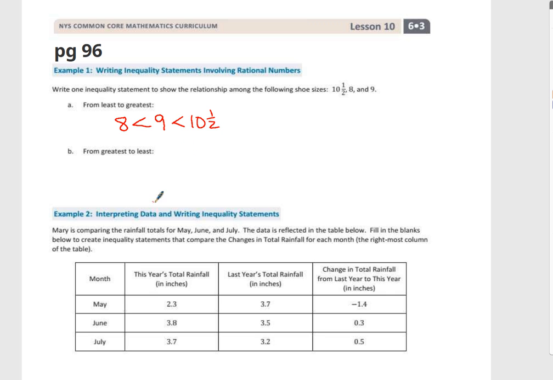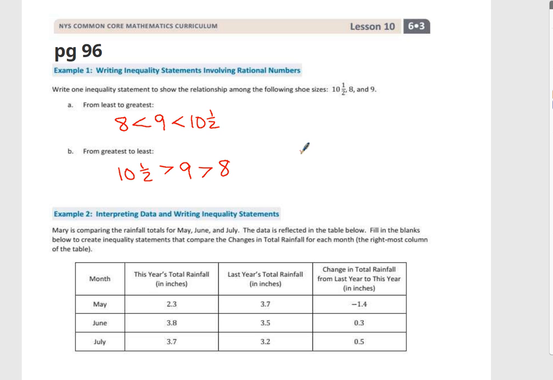And now going the other way, B says the greatest to the least. Well, 10.5, do I use that same sign? No, I have to flip it because it's greater than 9, and 9 is greater than 8. Okay, so notice that depending on where the integer is, we have to make sure we're using the appropriate sign.